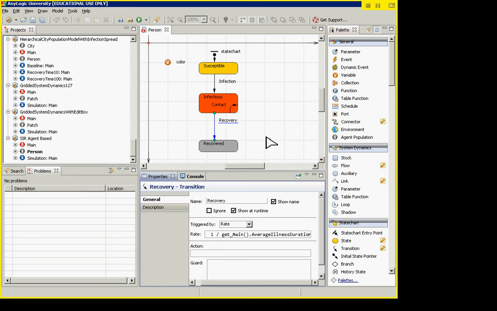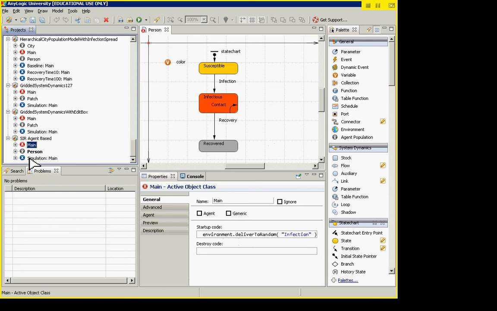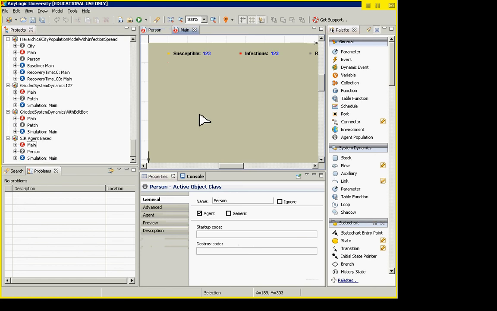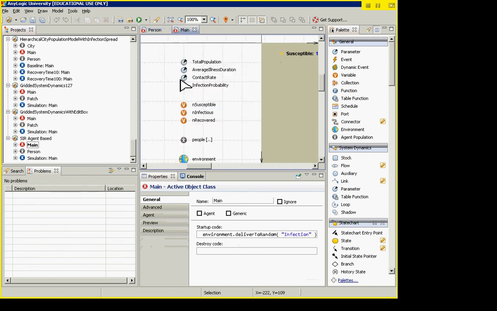But let's suppose that I were to double this. So folks, this dot get main dot is basically delegating the duration of time to the main class over here. Now, if we were to open the main class, it has within it a set of parameters, and one of them is this average illness duration. Because it's a so-called parameter, we can tell it when we create main what to assume for that. So right now we have a simulation. I'm going to create a new experiment, and it's going to be called slow recovery.